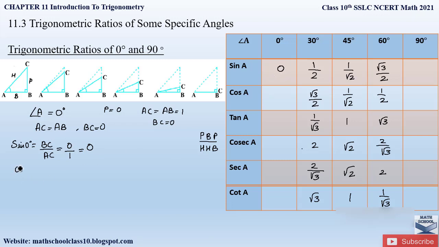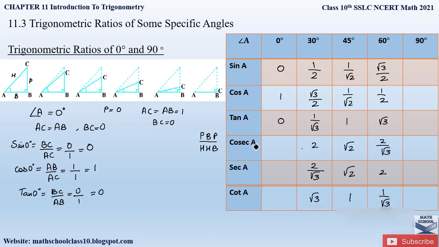Now similarly, let us find out for cos 0 degree. The trigonometric ratio for cos is base by hypotenuse. Here the base is AB and the hypotenuse is AC. So here AB value is 1 and AC is also 1. So cos 0 will be equal to 1. Now let us find out for tan 0. The trigonometric ratio for tan 0 degree is perpendicular by base. Perpendicular here is again BC and the base is AB. Now our perpendicular has become equal to 0 and the base is 1. 0 divided by 1 is again equal to 0. So tan 0 degree will be 0.